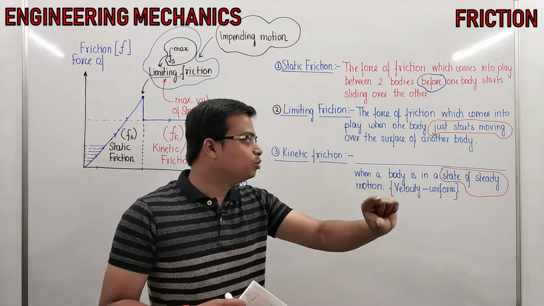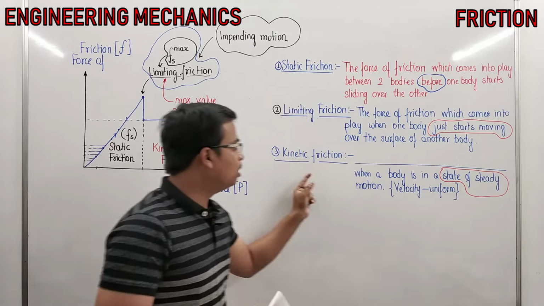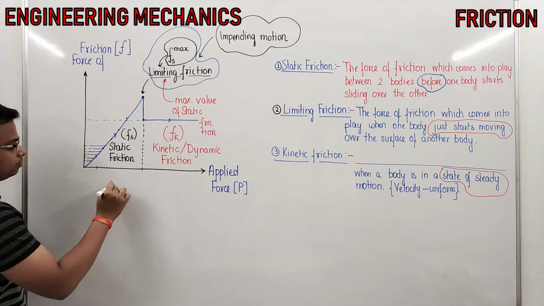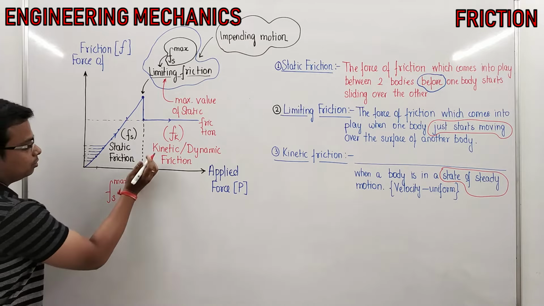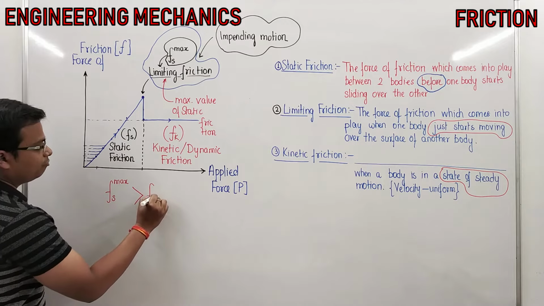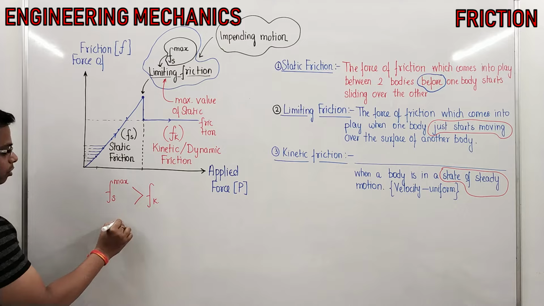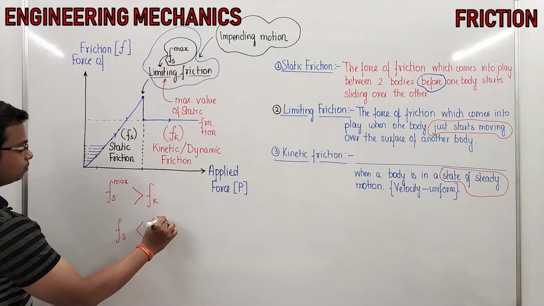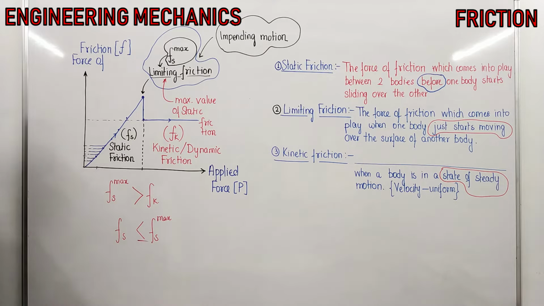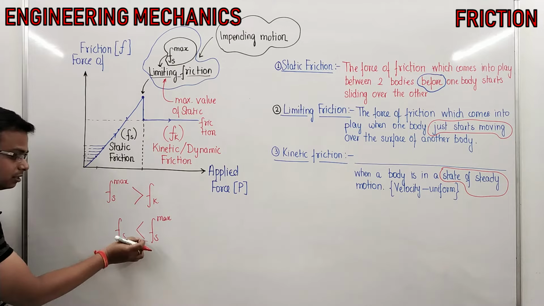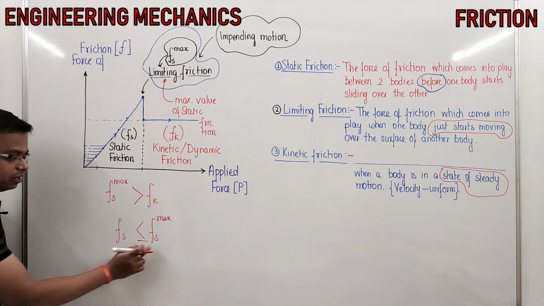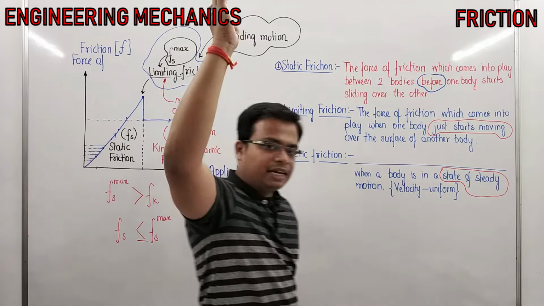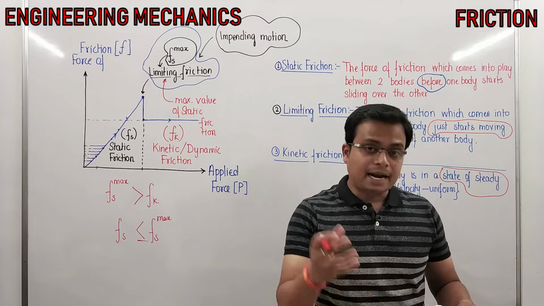If it has acquired a steady state of motion, then the friction experienced would be kinetic friction. Remember, one more thing which you can clearly see: Fs max is going to be greater than Fk. Or you can also say you have one more relationship. Static friction is going to be less than Fs max, and it can also be equal to this. Static friction is either less than or equal to Fs max. And when static friction equals Fs max, at that point in time, the static friction is transformed into limiting friction. So this is the entire idea of how all three types of friction can be assessed.